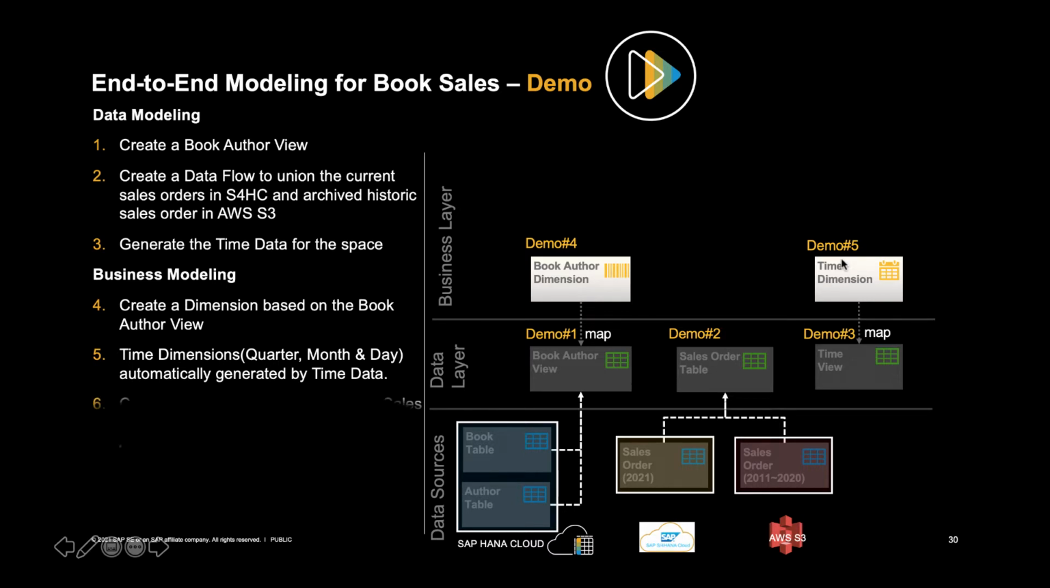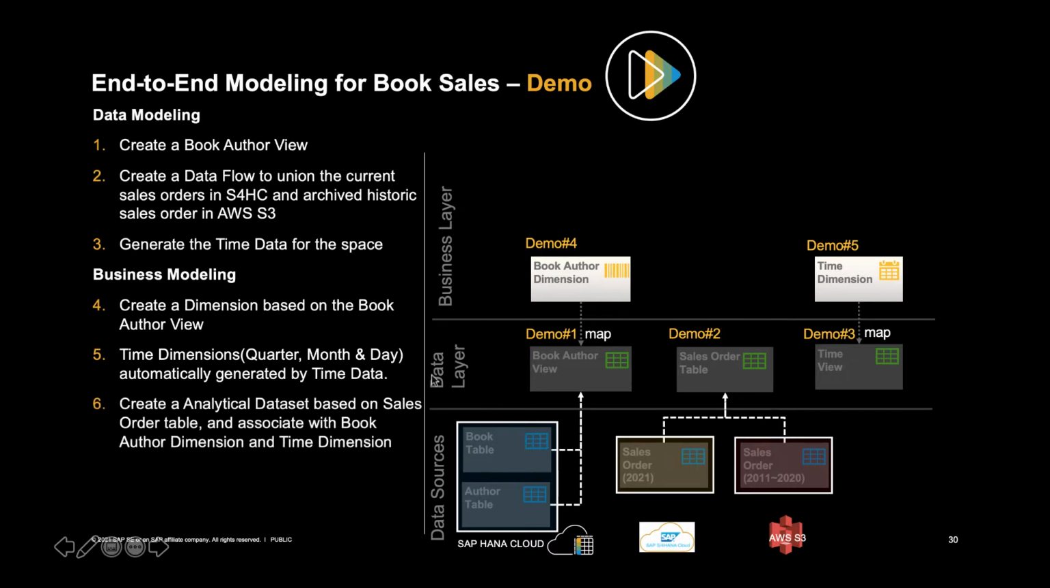And in the next demo, I would like to show you how to create an analytical data set based on the all sales order fact table, and then create the association to the book author dimension as well as the time dimension. Let's look at the system.